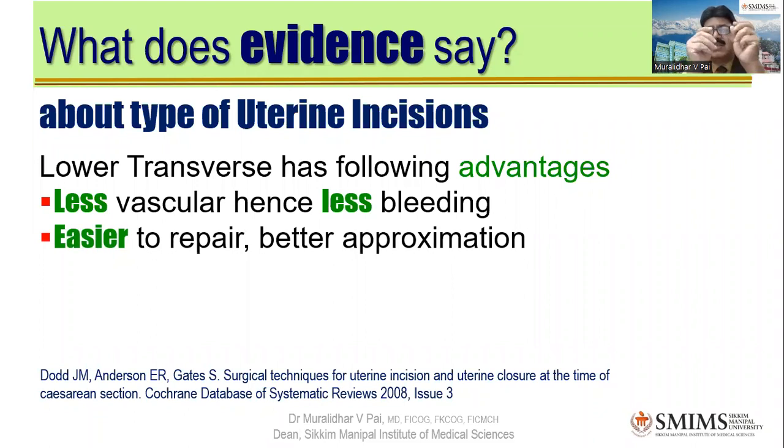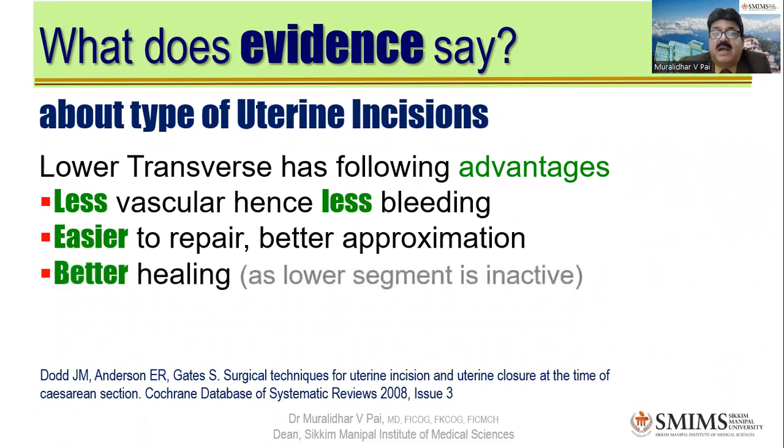Upper segment is so thick, that's why approximation will be very difficult, whereas lower segment is very nice and approximation is better, unless you are doing a very late second stage Caesarean section where everything is thinned out, so the approximation may not be very good. It has got better healing because the lower segment is a quieter segment or inactive segment during the healing period, that is in the post-natal period. So the healing is better. So that is exactly why.